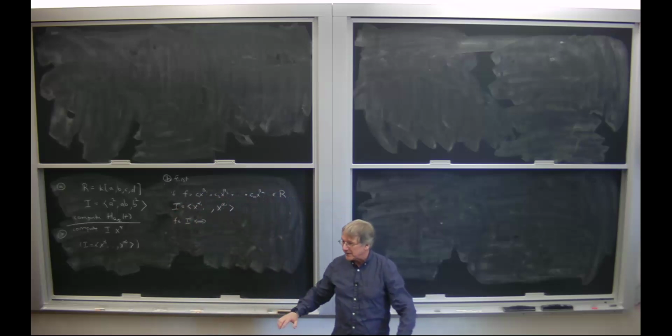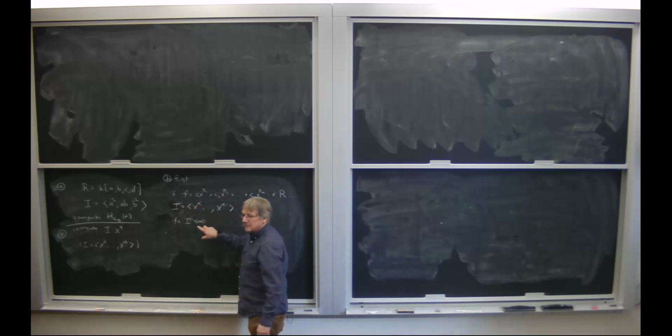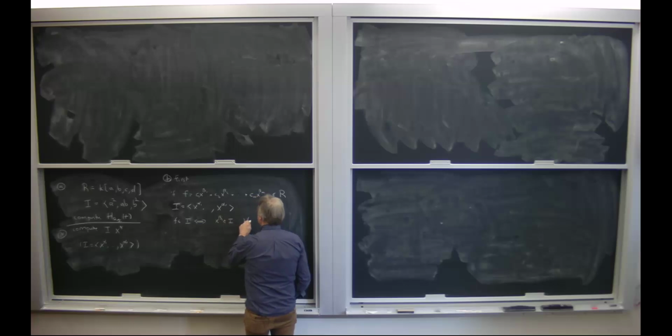Maybe you didn't do it this way, and if that's okay, maybe you have a simpler way of doing it. Yeah, exactly. f is in I if and only if x to the beta i is in I for all i equals 1 to m.